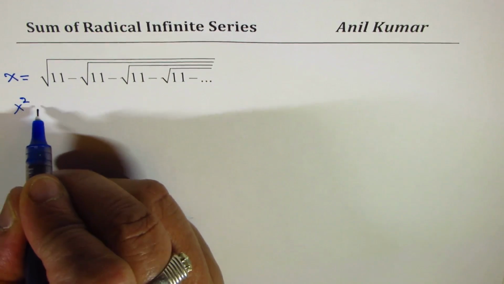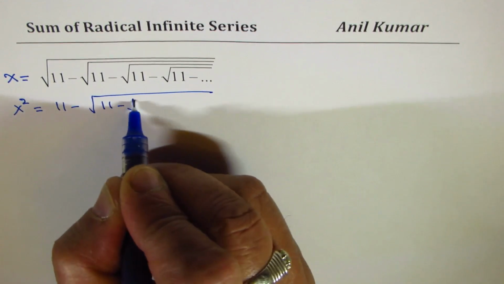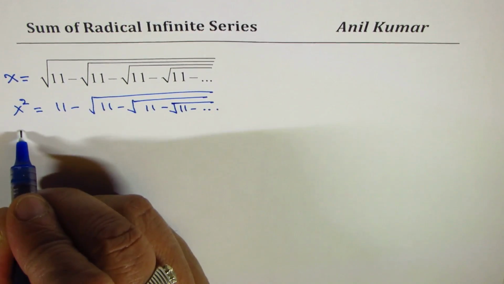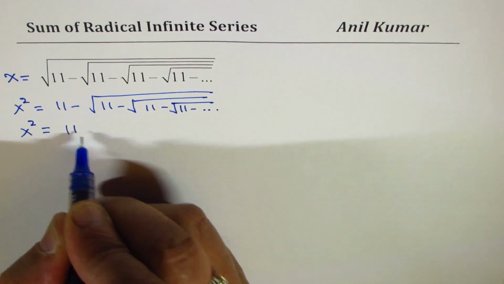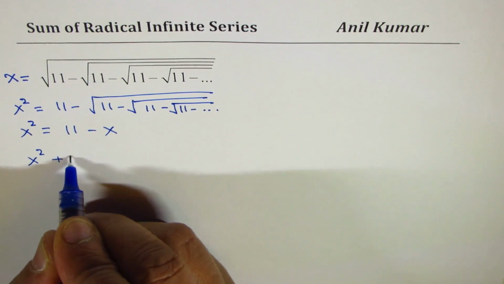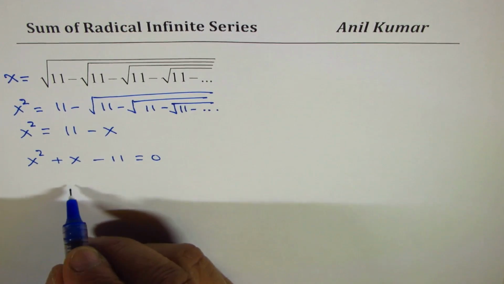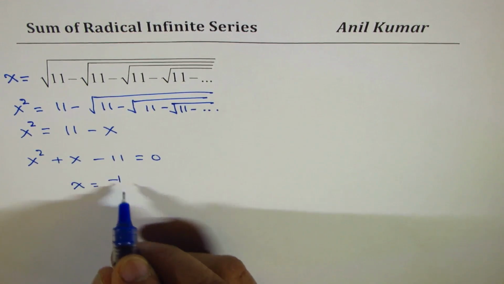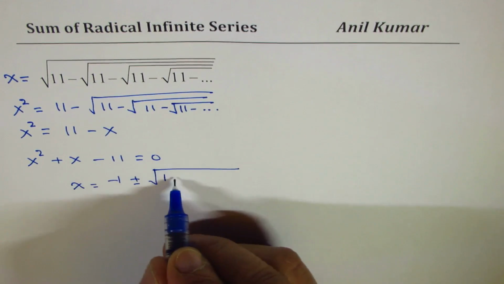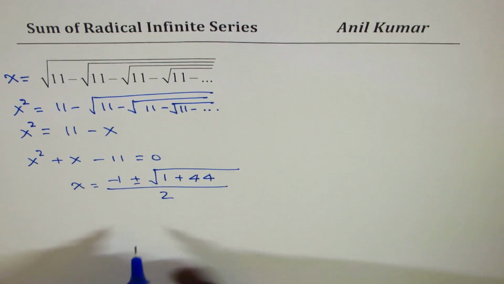So what is x square equal to? X square is 11 minus square root of 11 minus square root of 11 minus and so on, right? Which could be written as x square equals 11 minus x. Bringing them together, we get x square plus x minus 11 equals 0. And now apply the quadratic formula. So x is equal to minus 1 plus minus square root of b square, which is 1, minus 4ac, which is plus 44 now, divided by 2 times a, which is 2.